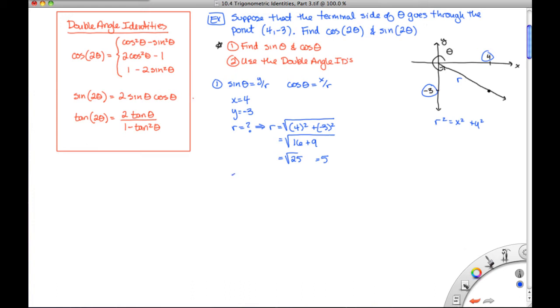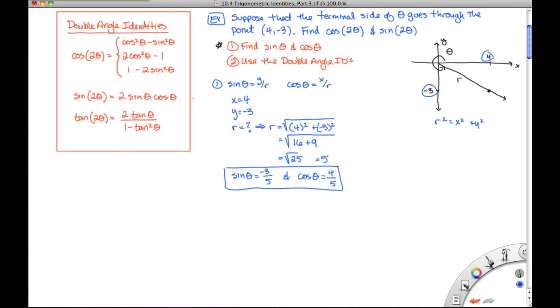So sine of theta is going to be y, which is -3, divided by r, which is 5, and cosine of theta is going to be x, which is 4, divided by r, which is 5. So now we've got this information to work with, and this is really crucial information for us to solve here.